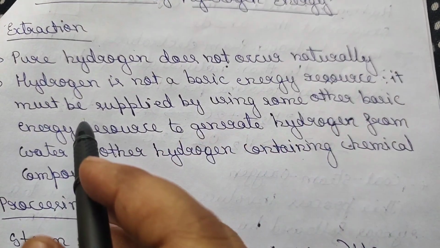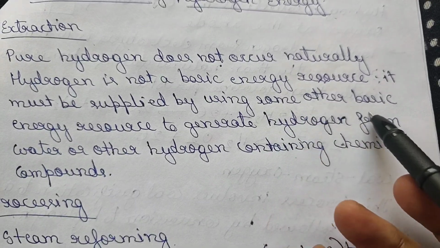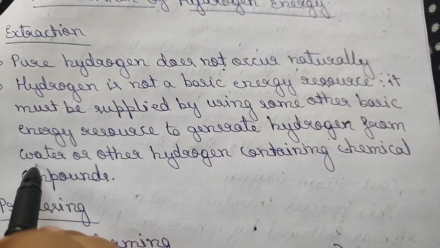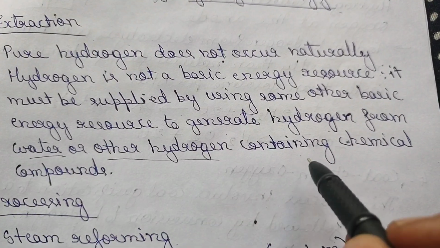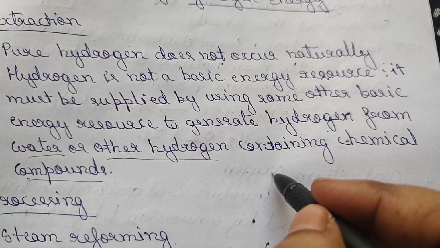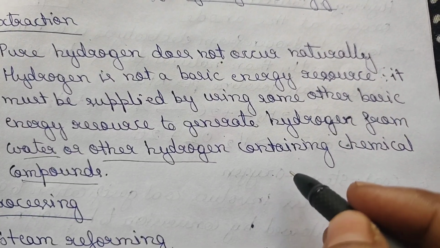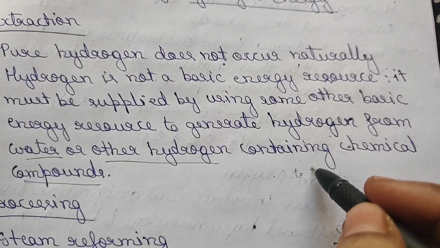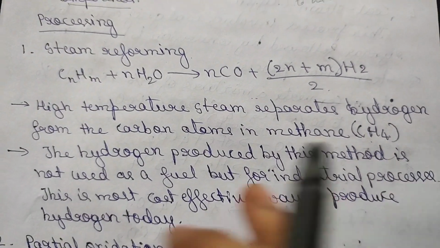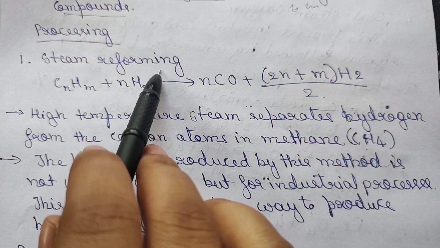So here it must be supplied by using some other basic energy resource to generate hydrogen from water or other hydrogen containing chemical compounds. We should use other energy resources to get the hydrogen. First process: steam reforming.